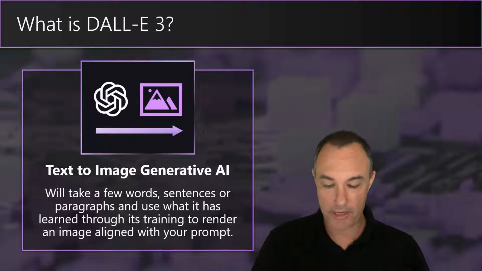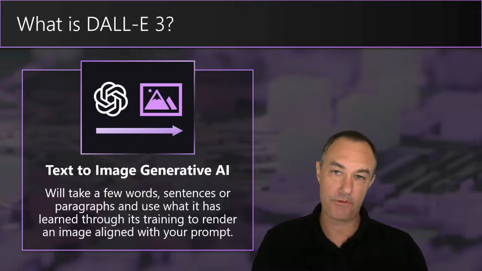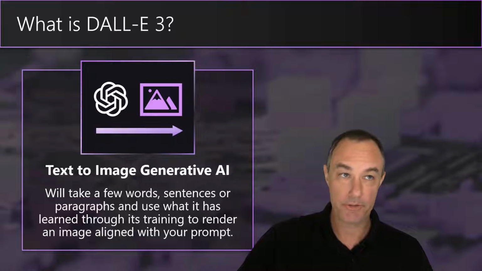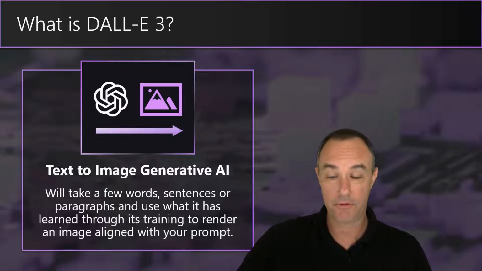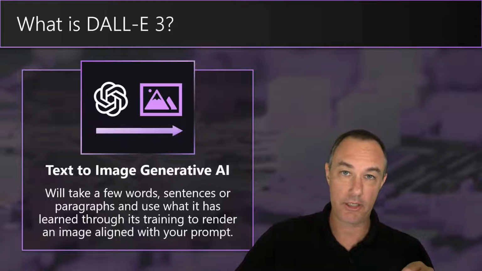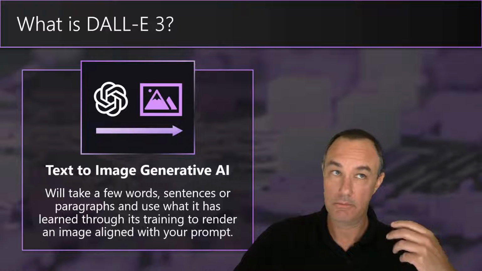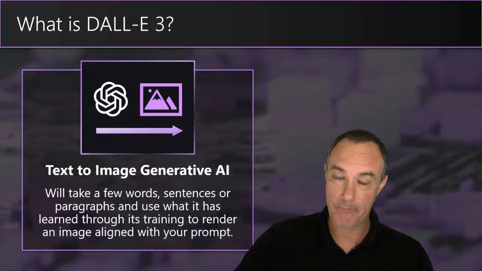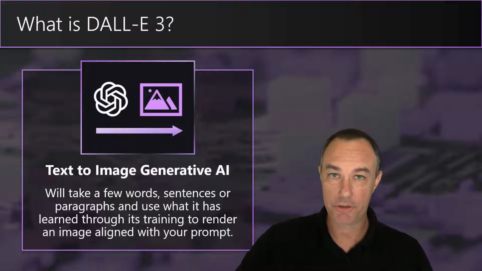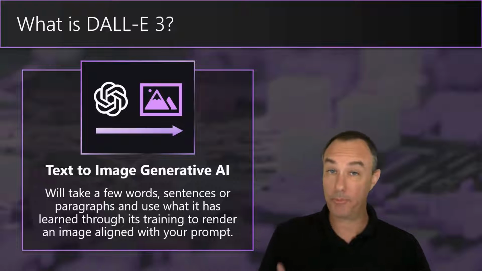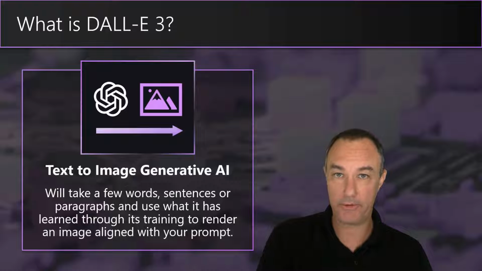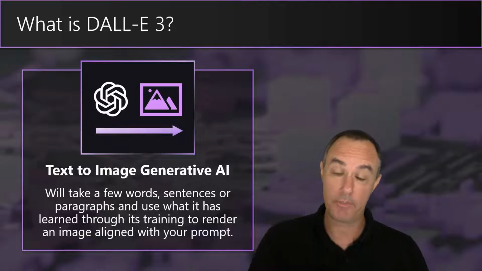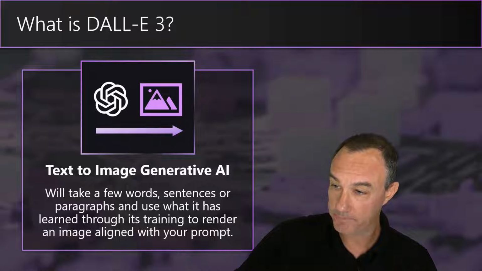I've already mentioned the fact, but let's just make sure we understand that DALL-E 3 is a capability of artificial intelligence to have text in and create an image, really inspired by the artificial intelligence training that it's had, because it's been loaded with a lot of imagery, and the prompt that you give it. So it's inspired by that prompt.